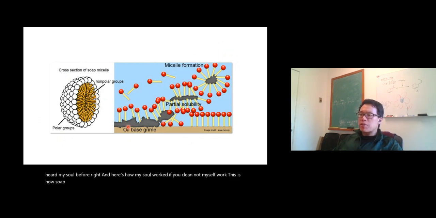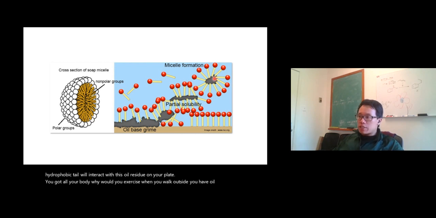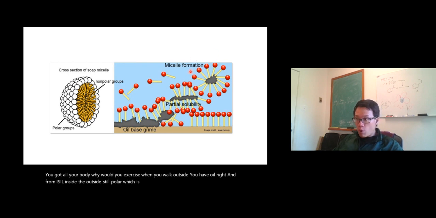If you have something that cannot be cleaned with just water, not soluble in water, like oil on your dishes, right? So you put soap onto it. The hydrophobic tail will interact with this oil residue on your plate, or on your body, right? When you exercise, when you walk outside, you have oil, right? And from a micelle, the inside holds the oil, the outside is still polar, which is soluble in water, right? So basically, the whole micelle just carries the oily dirt inside and is soluble in water. Okay, this is how you clean it.